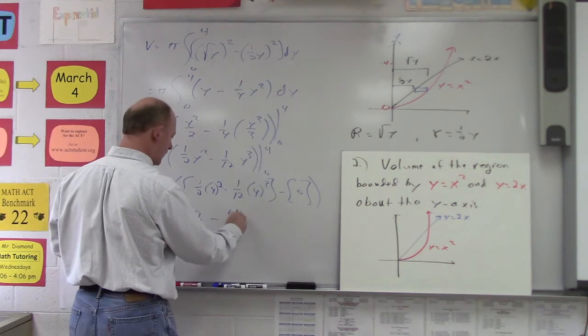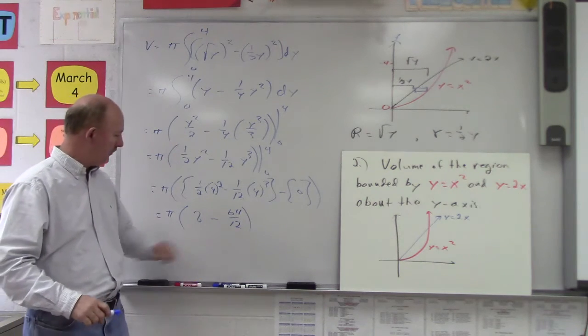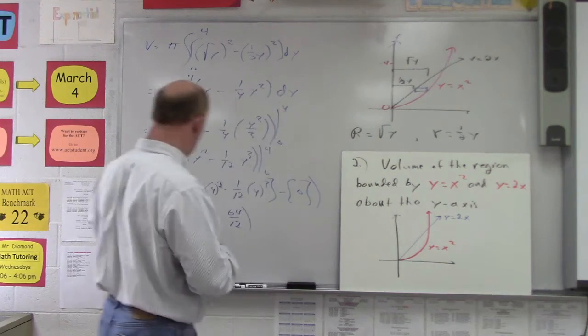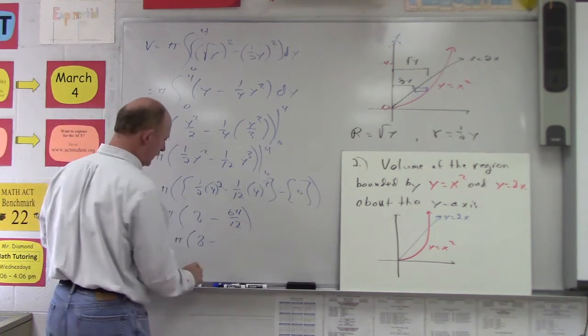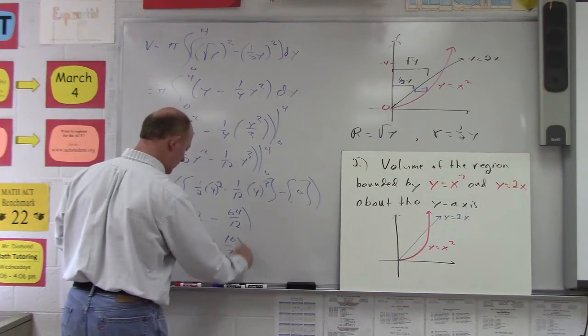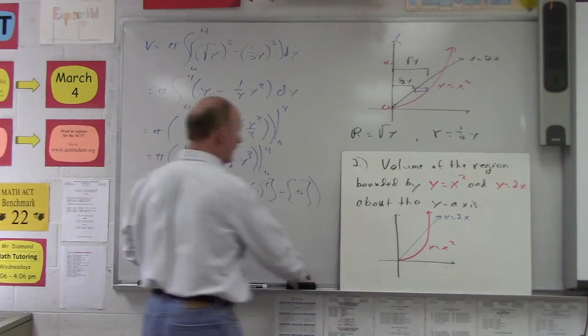All right, so it'll be pi times 8 minus 64 over 12. And let's see, 64 over 12 will reduce to 16 over 3. So this becomes pi times 8 minus. So 8 minus, this will be 16 over 3, right? So here we go. So 16 over 3, and let me erase this.